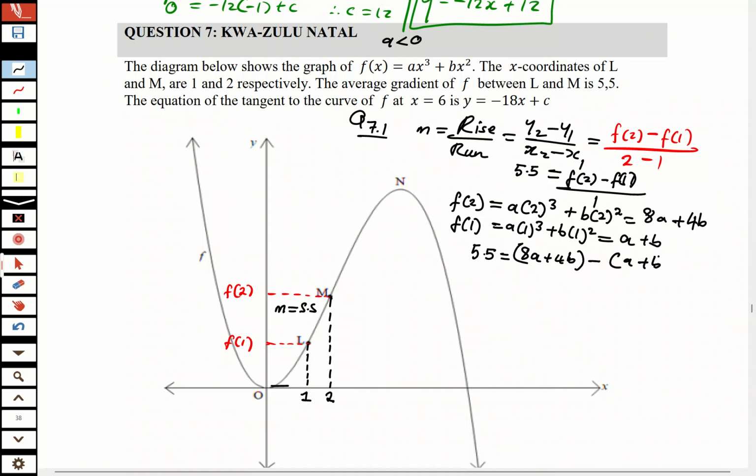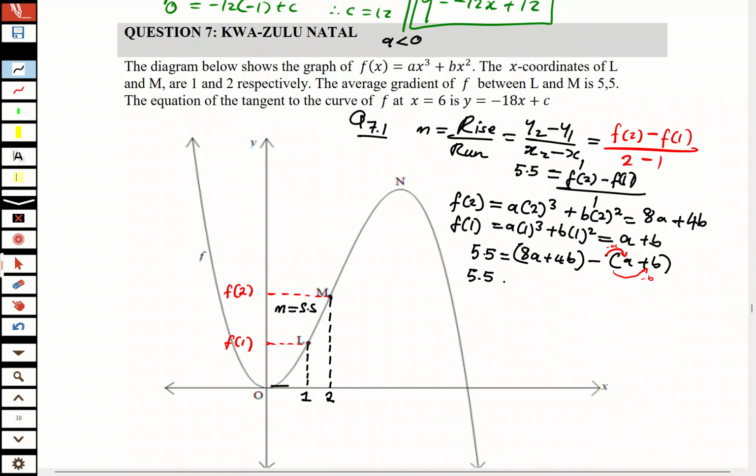A plus b. You protect. So when you distribute the negative inside there, you're going to have what? Negative a. When you distribute the negative inside there, you're going to have what? Negative b.